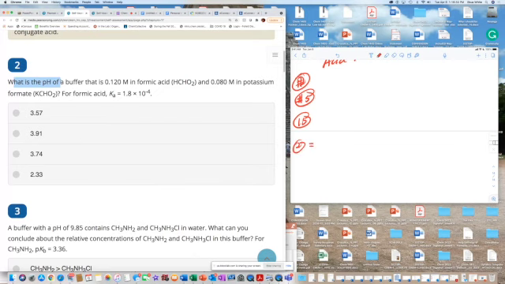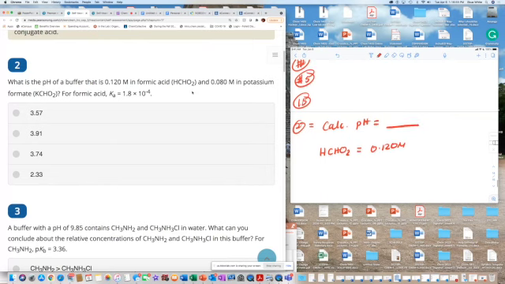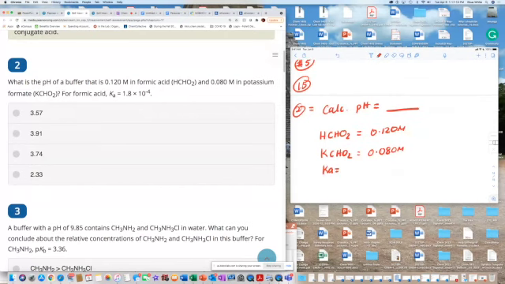Number 2, they want us to calculate pH. pH will be some number. pH does not have a unit. What are we given? We're given formic acid, HCHO2, with concentration 0.120 molar. And potassium formate, KCHO2, at 0.080 molar. And formic acid Ka is 1.8 times 10 to the negative 4. Negative 4 may or may not work for the 5% rule.